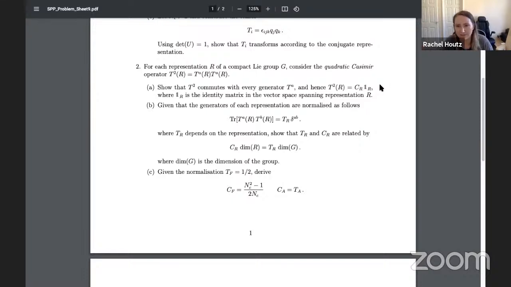whatever this representation is. So in the representation, you know that these generators will look like matrices, and they'll be some size, let's say n sub R times n sub R. And so this identity matrix is n sub R size so that it can multiply these matrices. Or another way to say that is that it's living in the vector space spanning the representation R.